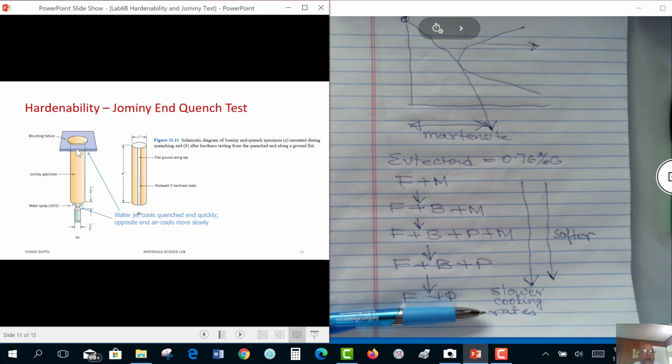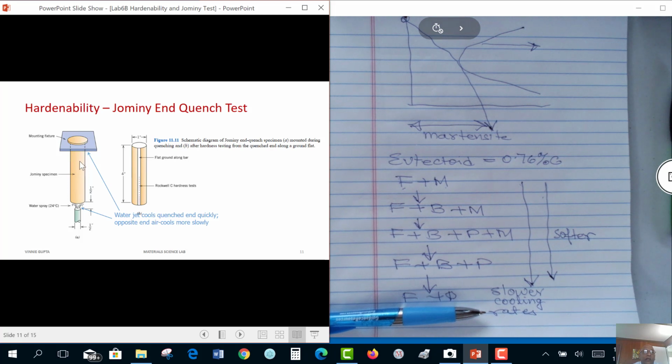This particular bar is first austenitized. It is taken to a high temperature so that it is 100% austenite. And then we transfer it directly from the furnace into this kind of fixture where it hangs from some kind of support over this water jet. That means this particular end is experiencing water quenching, the fastest cooling. On the other hand, this end is undergoing air cooling. So from here to here, we have cooling rates varying from water quenching to air cooling.